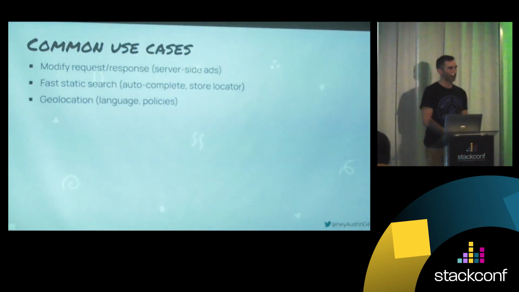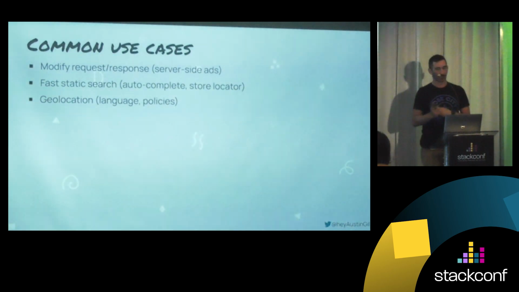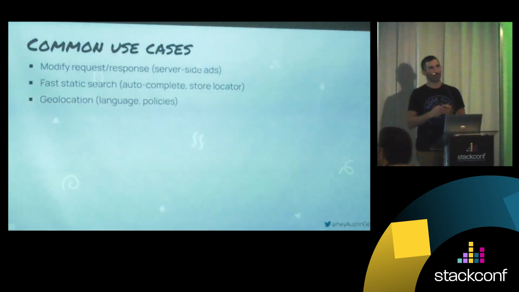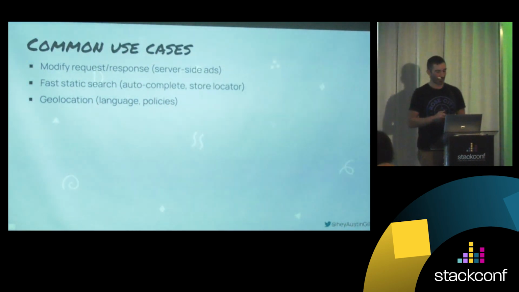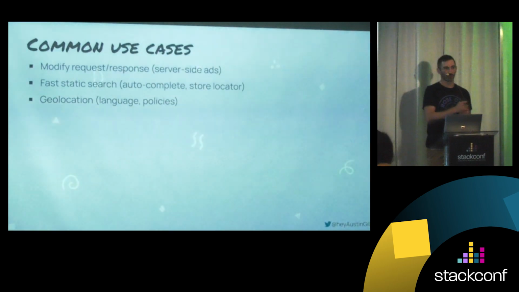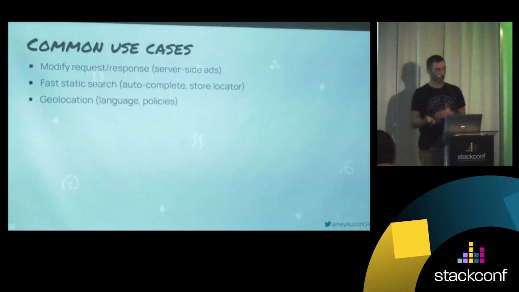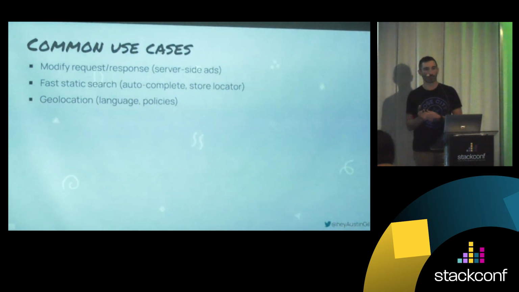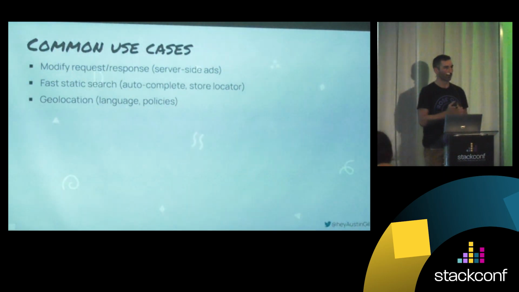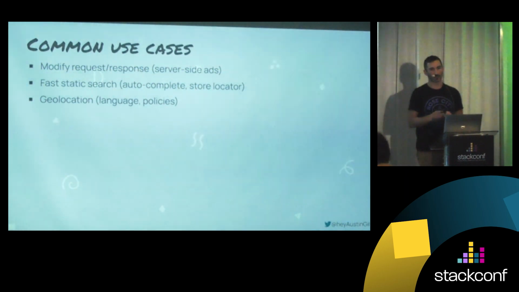Also things like geolocation. If you have something to deal with language or geopolitical policies, because you have access to the nearest edge node to where the user exists, you can do some logic around that without necessarily having to request permission from the user. Especially in Europe, this is relevant for things like GDPR, because you can pull geolocation from the edge node and not necessarily the user.